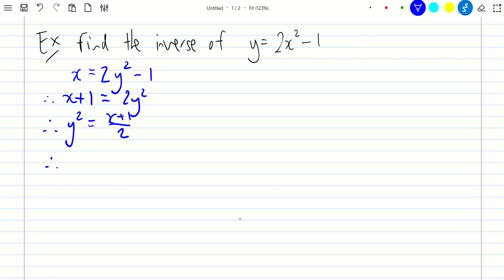And then I'm going to take the square root, and just be careful here, because you're solving y squared equals something. When you solve for y here, yes, you are going to get the square root of x plus 1 over 2, but also you're going to get plus and minus.